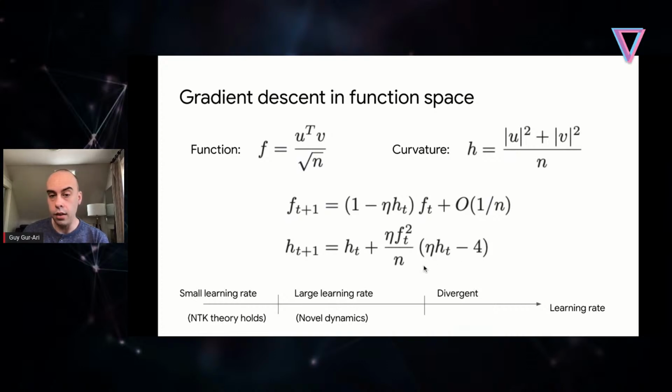And the nice thing, the thing that all the simplicity bought us, the fact that we don't have any nonlinearities and that the loss is simple and so on, is that this is the complete set of equations. If we care about the function dynamics, we can describe it just using the function and the curvature. So instead of 2n equations, we're now down to just 2 equations. These are still non-trivial equations, but we can actually analyze them and see what's going on.